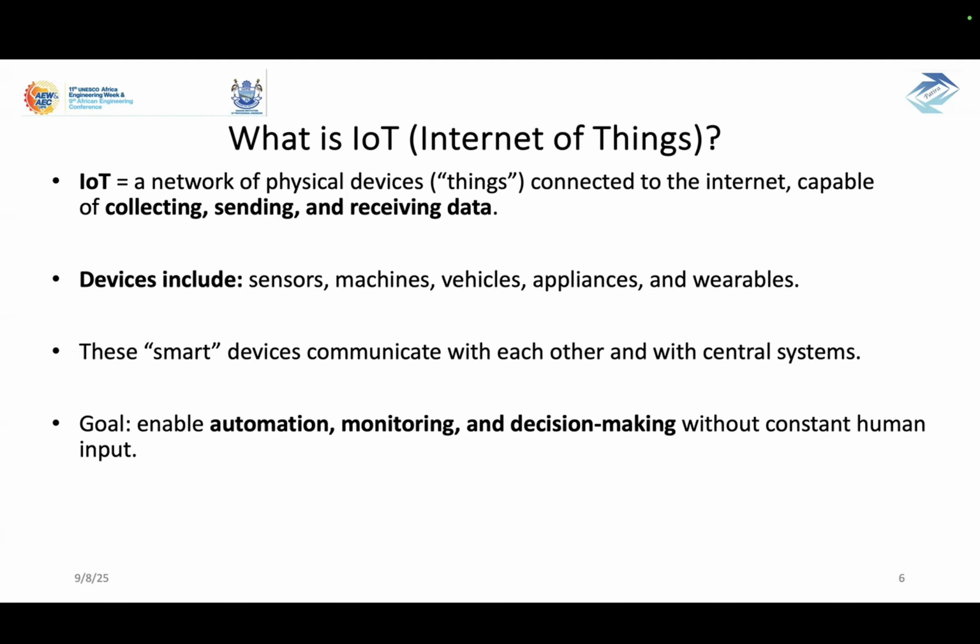And they're called smart devices because they can also communicate with each other with a central system. It's a little bit scary, but that's what Internet of Things does. Because the goal is to be able to automate, monitor, and make decisions without constant human input. Okay, so it also has some disadvantages, but of course, people lose their jobs, but still, it makes life a little bit easier.